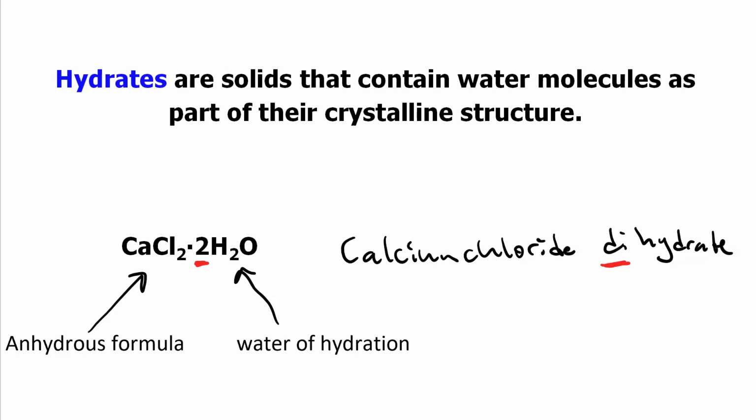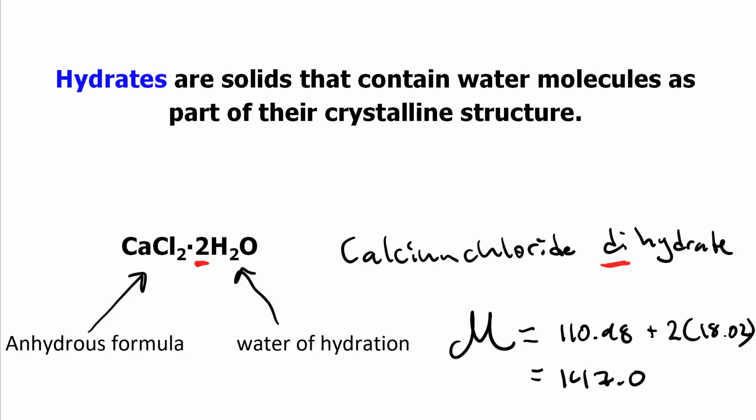And the molar mass just includes the molar mass of the anhydrous formula plus the molar mass of the water of hydration. So calcium chloride, well, calcium is 40.078. 2 chlorines is 2 times 35.453. So that's 110.98. And then we've got 2 waters, so 2 times 18.02. That's 147.02 grams per mole is the molar mass.